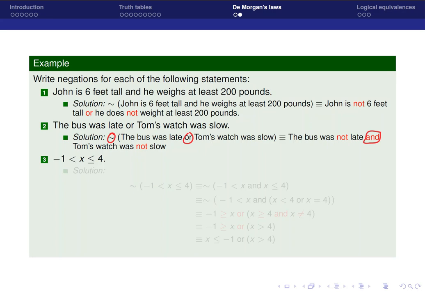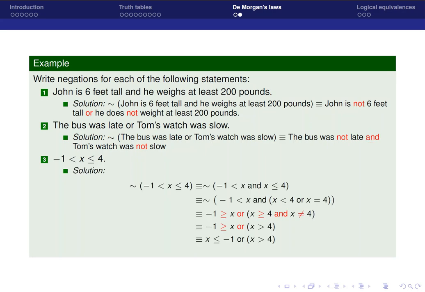Finally, we have a compound inequality saying -1 < x ≤ 4. So how would we go about negating this? So again, we have to keep in mind that -1 < x ≤ 4 is an example of an and statement. So to negate it, we have to negate both sides and put an or. And you can see the process of the negation in the next few steps. Ultimately, the negation of -1 < x ≤ 4 is the same thing as x ≤ -1 or x > 4.